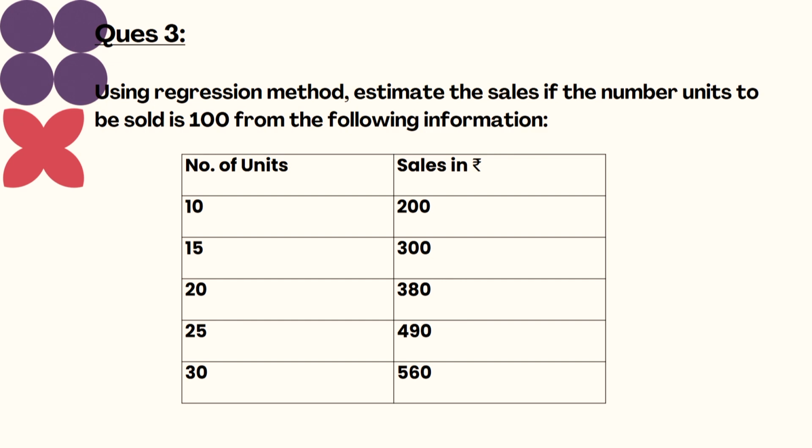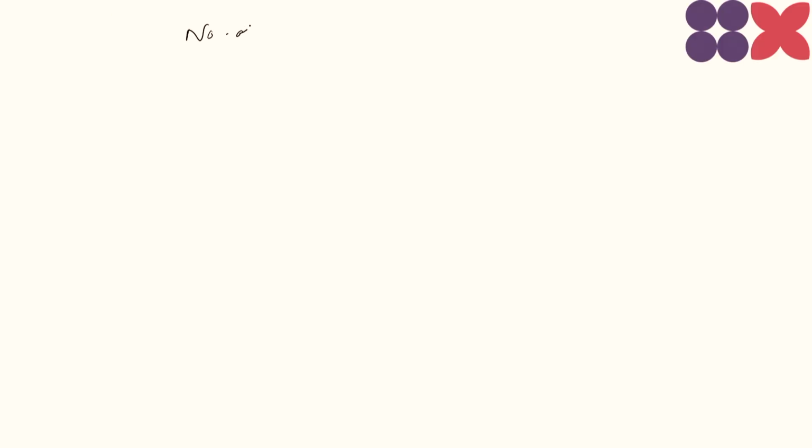Then next, using the regression method, compute the sales if the number of units to be sold is 100 from the following information, in which we are given different units like 10, 15, 20, 25, 30, and the sales in rupees is given as 200, 300, 380, 490, 560. Now we are required to forecast or estimate the sales if the number of units to be sold is 100, and we are given information up to 30 units to be sold in the market. So again, using the regression method, we take the number of units as X and sales as Y.